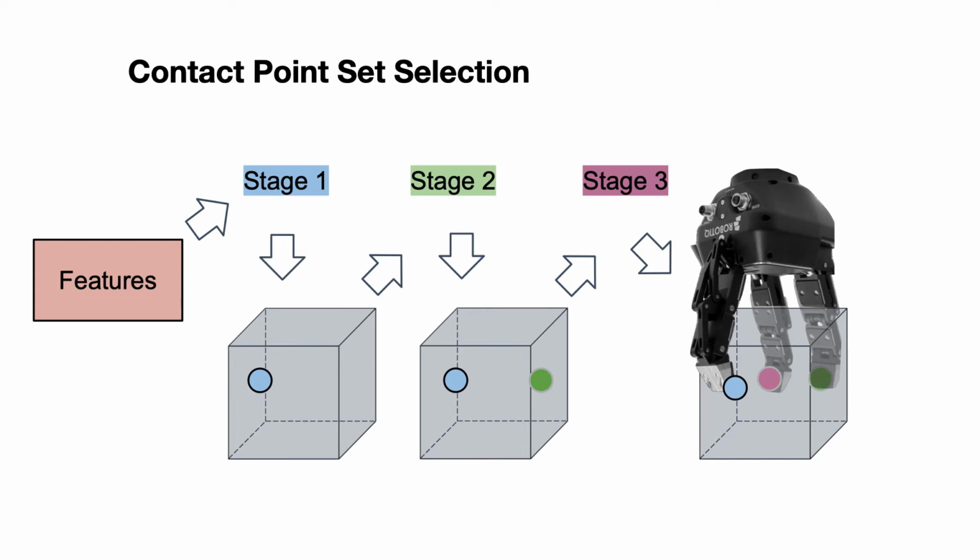In the three-fingered gripper case, our model would terminate at stage 3, so the 3 selected points are the final contact point set selected by our model. We can control the robot to grasp the object after solving the inverse kinematics for those fingers.